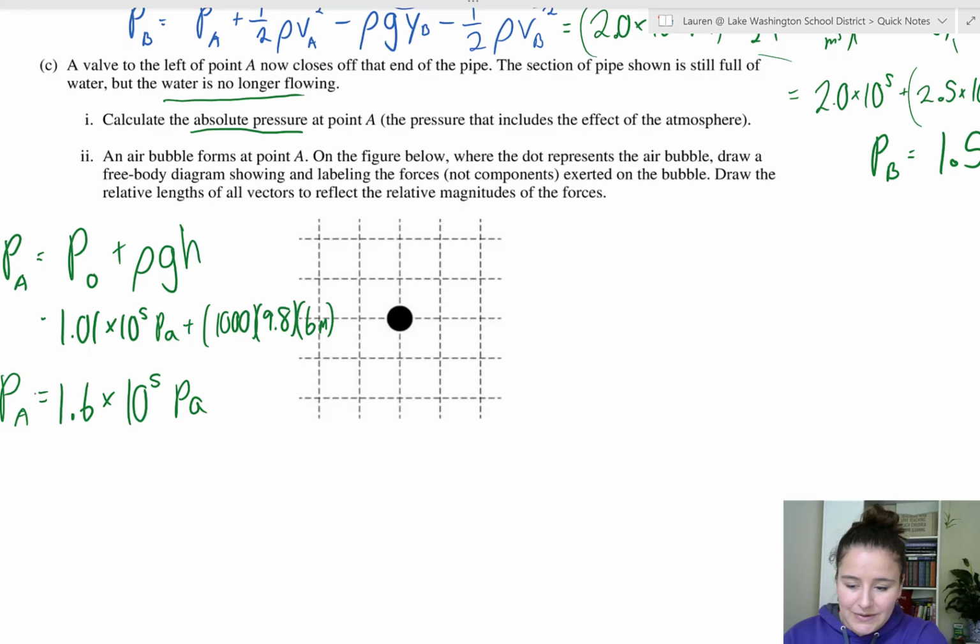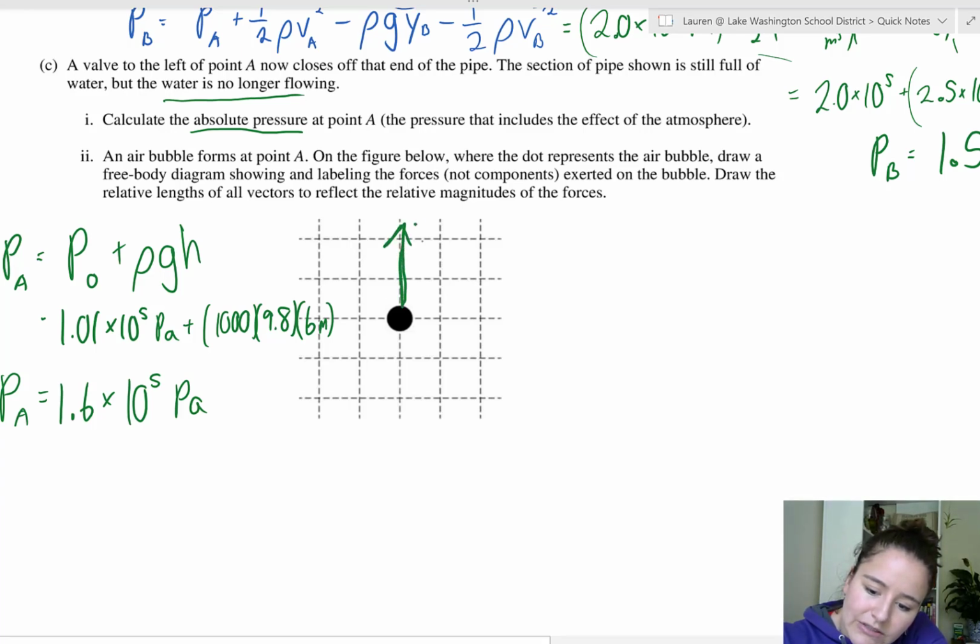Draw a free body diagram showing and labeling the forces exerted on the bubble. Draw relative lengths of all vectors to reflect the magnitude of forces. Okay, well, picture. You've got a bubble in water. What way is it going to go? Up. What force is responsible for it going up? Well, that's the buoyant force. So the upward arrow is going to be the buoyant force.